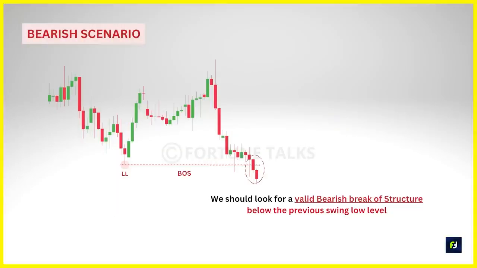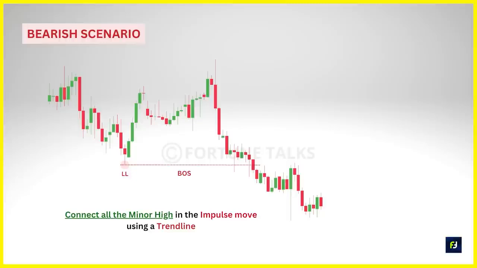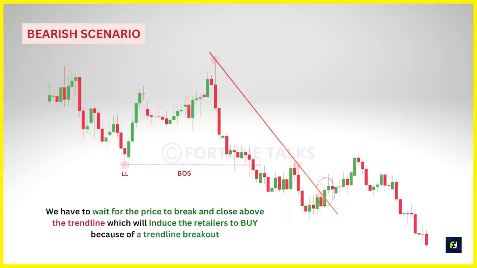Now, in a bearish market structure, we should look for a valid bearish break of structure below the previous swing low level. And when the price falls lower, we can mark all internal highs formed after the recent swing high and then connect all these minor highs as and when they are formed. And when the price breaks and closes above this downward trend line, we can expect retail traders to take buy positions as they have spotted a trend line breakout. This is our inducement. All these retail traders will be trapped and their orders will be absorbed. Now there are a few problems with this trend line method.